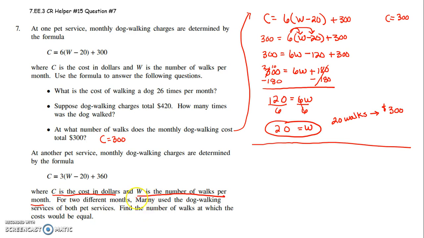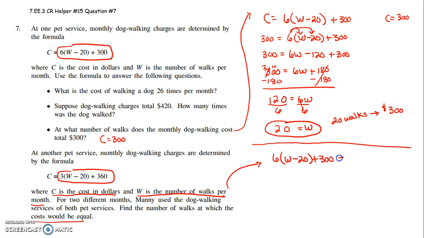For 2 different months, Manny used the dog walking services of both pet services. Find the number of walks at which the costs would be equal. So what they want you to do is they want to know, when will these costs be equal? So they're saying, take this equation, and figure out when the cost will be equal. So when the cost will be equal means the two equations will be equal. So for this section here, we'll take 6 times the quantity W minus 20 plus 300, and we're wondering how many walks would it be for that total cost to be the exact same as 3 times the quantity W minus 20 plus 360.